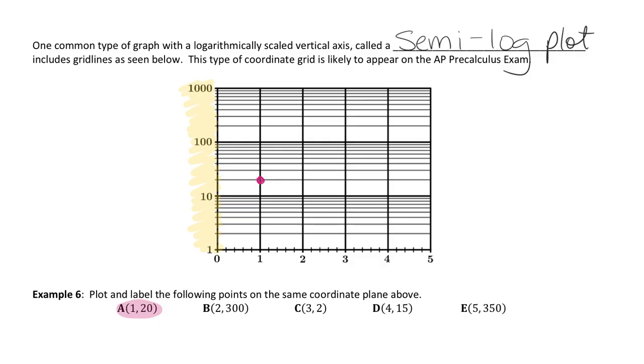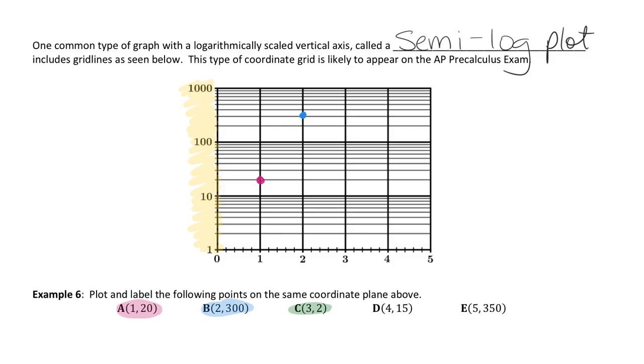The next one we're going to graph is 2, 300. If I want to go to 2, 300, here's 2. This bold line is 100. So what's this one? 200. So what's this one? 300. There we go. That's where we're going to put it. You guys are getting it. The next one I want to graph, C, is 3, 2. So I go to the x value of 3. This bold line is 1. So where's 2? The next one, just right above it. Interesting. Good eye.